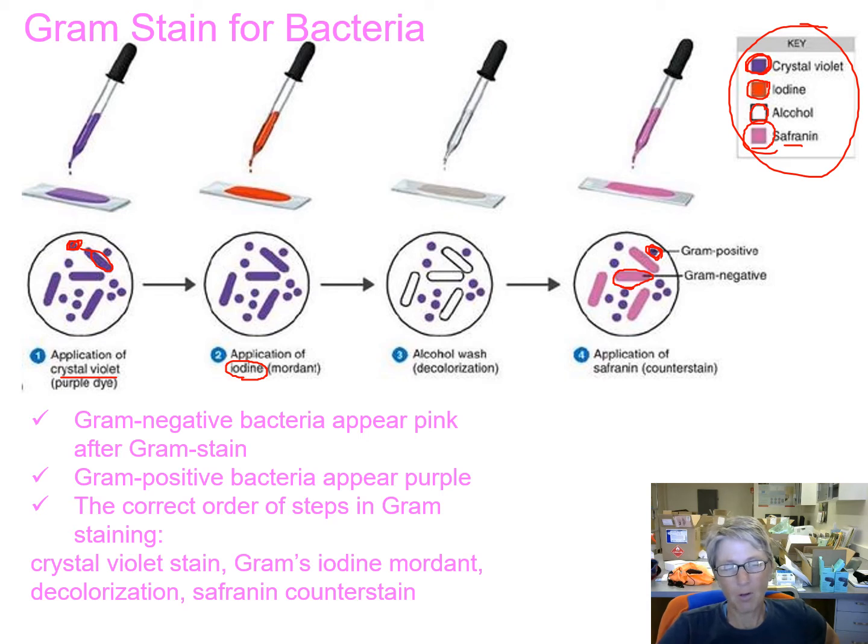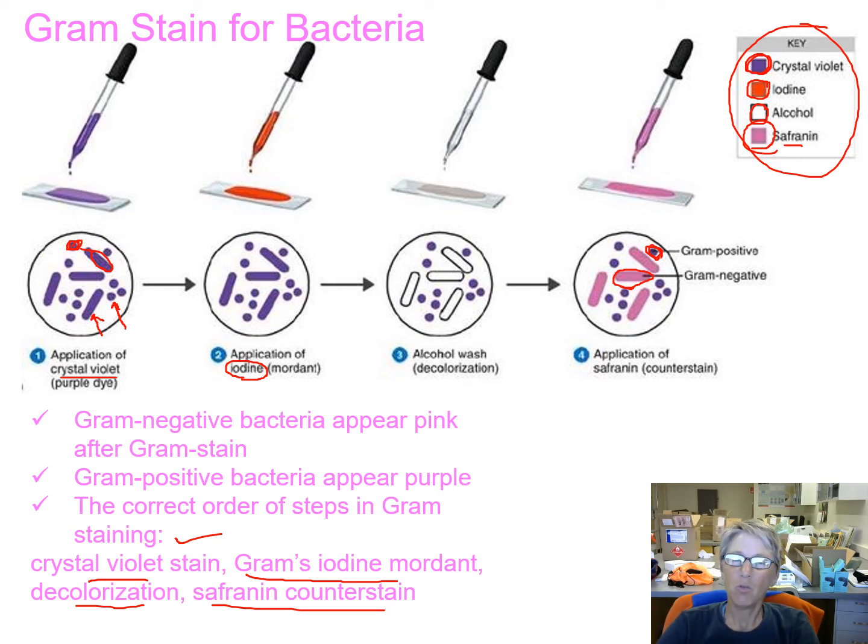So the correct order of steps in a gram stain: you do the crystal violet, then you do Gram's iodine, the mordant that locks color in, then you decolorize, then you do a safranin counterstain. So the two stains are crystal violet and safranin. So it just shows you in this cartoon, when you put on the crystal violet, everything stains purple. You can see that here. So if you are a rod, or aka a bacillus, or if you are a coccus, you'll stain purple with the crystal violet. Then you put on iodine, which is a mordant that will sort of lock in the color.